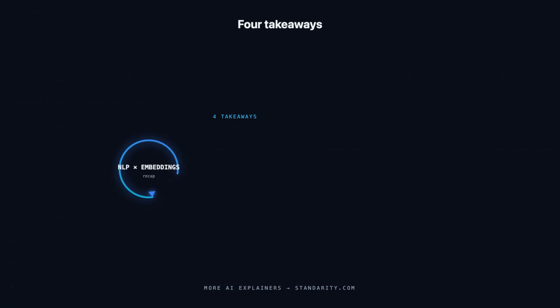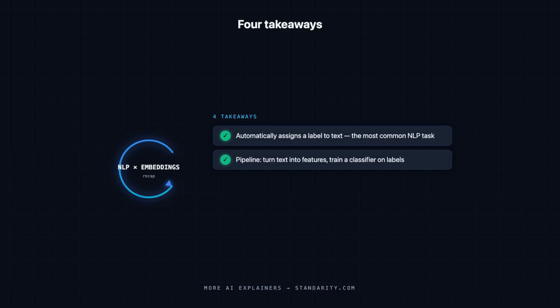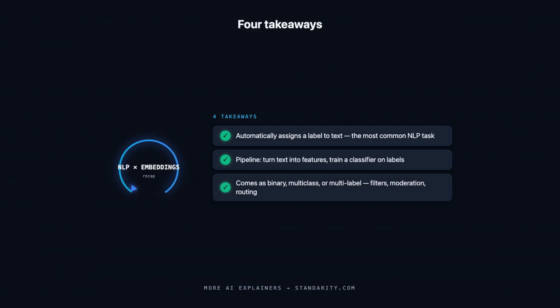All right, let's lock in the essentials. Text classification automatically assigns a category or label to a piece of text and is the most common natural language processing task running in production. The pipeline is simple. Turn text into features or embeddings, then train a classifier on labeled examples to map those features to the right label. It comes as binary, multi-class, or multi-label, and it powers spam filters, sentiment analysis, content moderation, chatbot intent, and ticket routing everywhere you look.